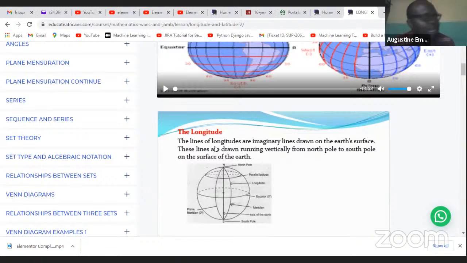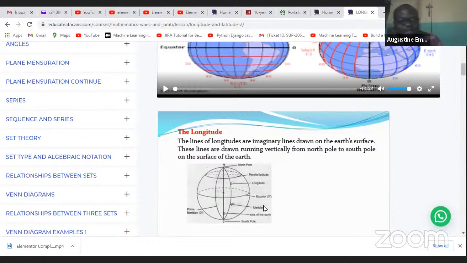So we say lines of longitude are imaginary lines drawn on Earth's surface. These lines are drawn running vertically from North Pole to South Pole on the surface of the Earth. This is what we call the North Pole, and this is what we call the South Pole. So they run from the North Pole to the South Pole. There are plenty of them, and they are known as longitudes, whereas latitudes are the horizontal ones.